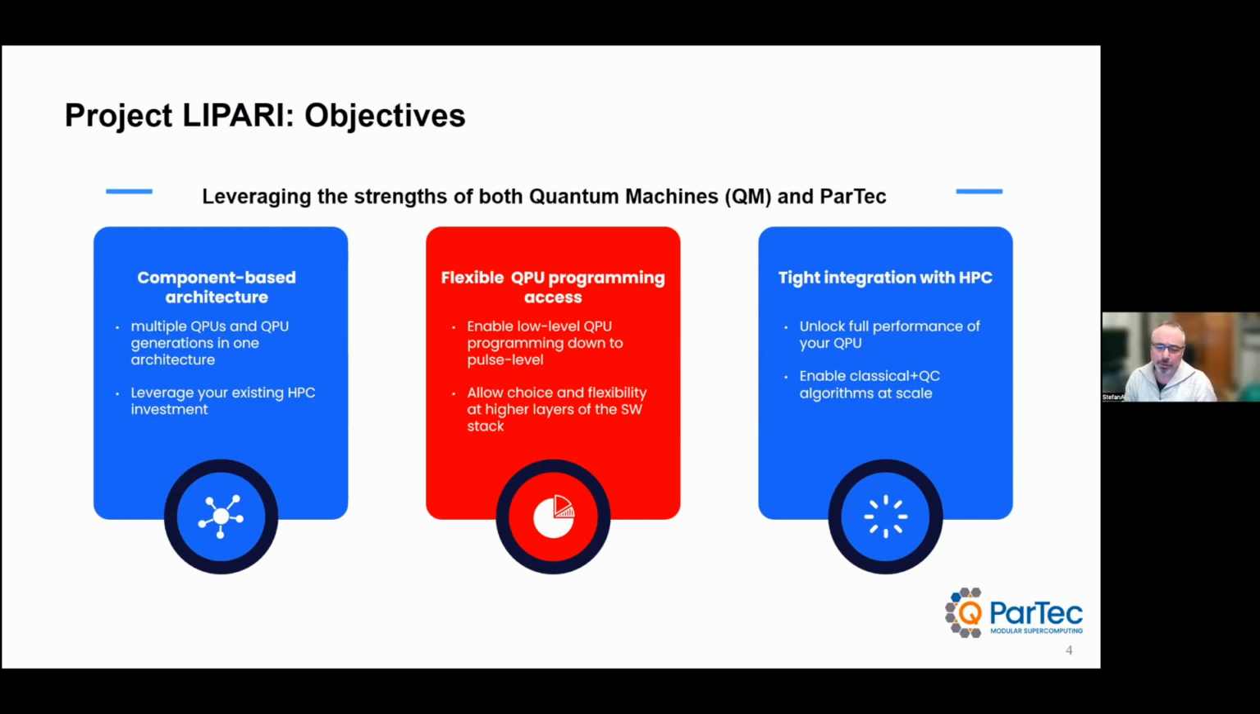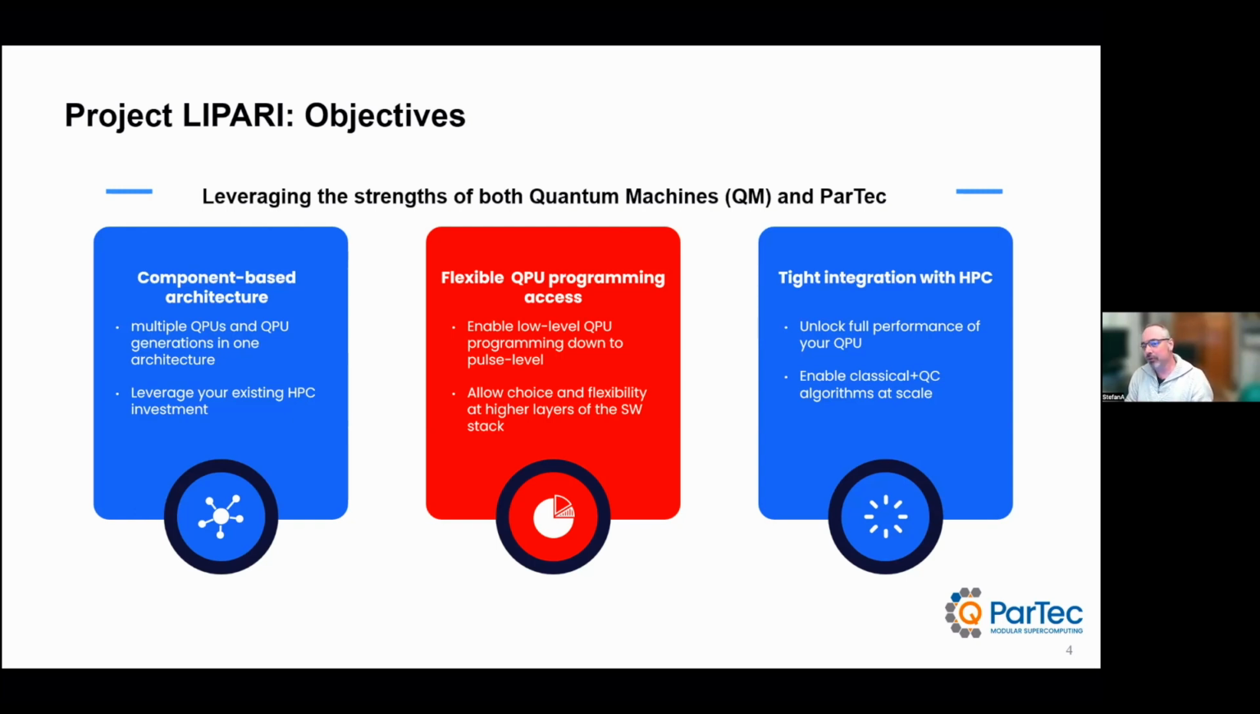We want the system you're buying to be component-based, meaning you can replace a component without having to replace the whole system. You should be able to use multiple GPUs in different architectures and leverage your existing HPC investment. That's what we mean by component one.